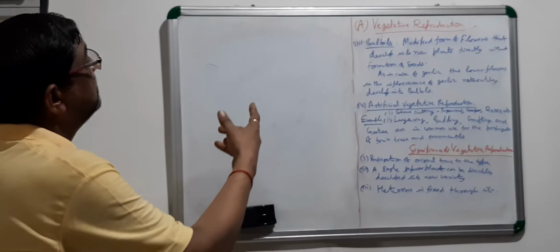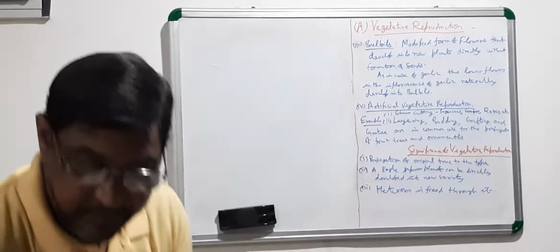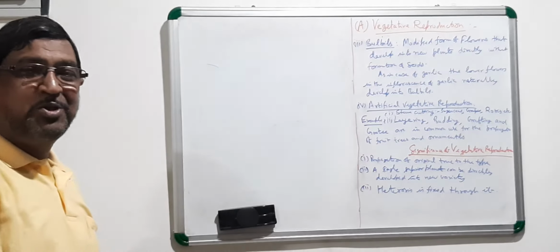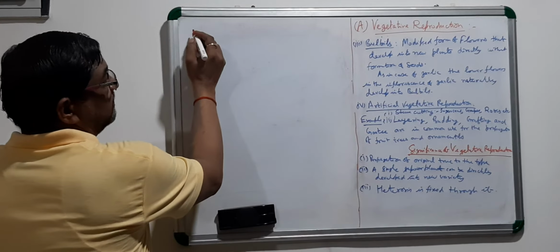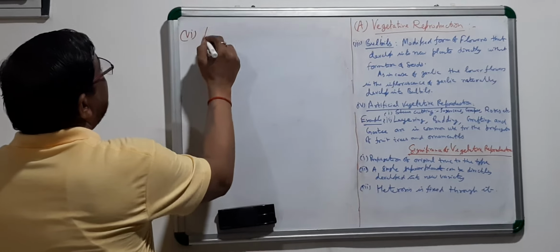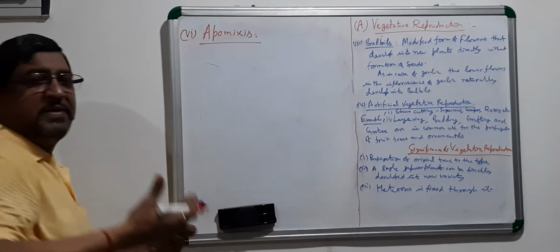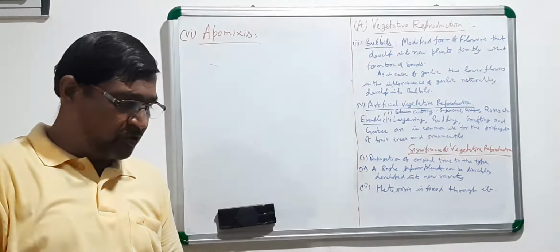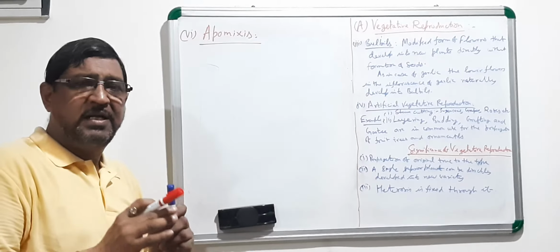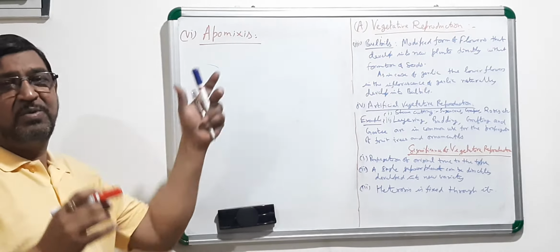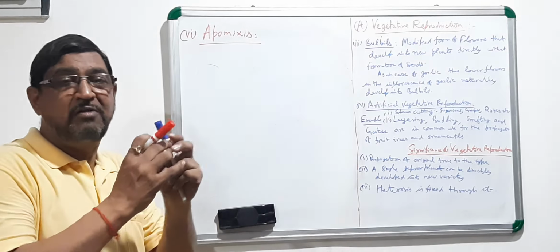Likewise, as you have seen bulbils and artificial vegetative means, similarly you have another natural system of vegetative reproduction, and that is apomixis. It is a big topic, and you can go through the books, there is no problem, but you try to understand here. Here seeds are developed without fusion of male and female gametes.